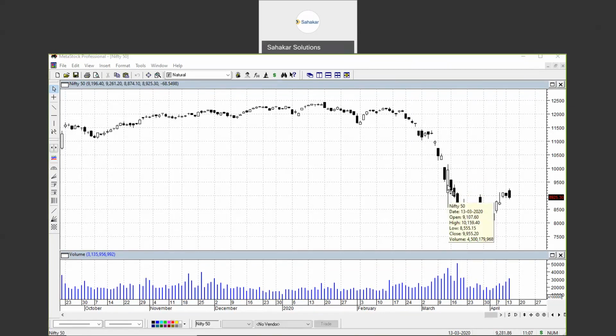Here you will see a white candle. Here the open price is here. This price went down up to here, it is a shadow area. Then again it went up to this extent. This is the day high made, and settled here. Since the closing price is more than open price, it is a white candle.